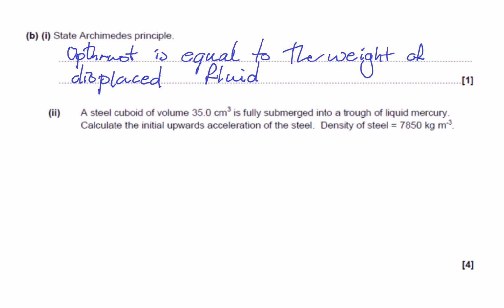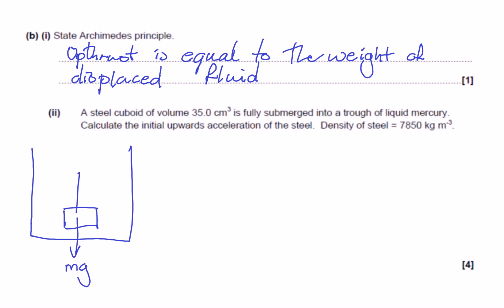So if we just draw a diagram, we've got a trough of mercury, we've got some steel in there, and the first thing we need to know is that we've got two forces acting on the steel. We've got the weight of the steel and we've got the upthrust, and because it's going to accelerate upwards, the upthrust is going to be greater than the weight. Because it's just the initial acceleration, we haven't got any drag forces involved. So let's work out the weight of the steel.